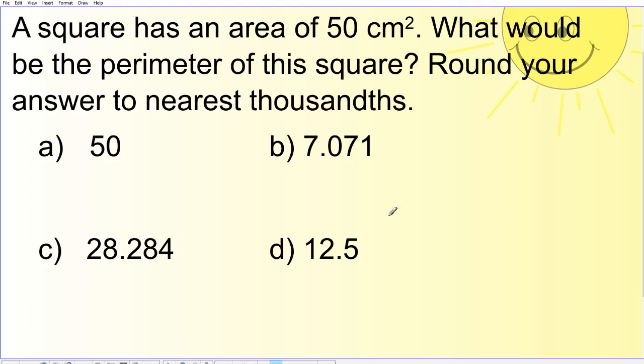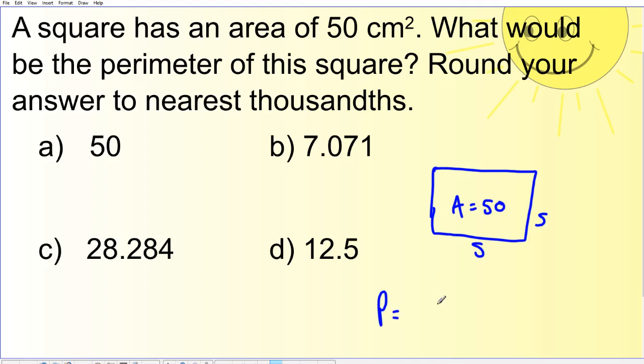Okay, so a square has an area of 50 centimeters squared. I want to find the perimeter. A square has sides, and the sides are the same. In case you don't remember, to find the perimeter of a square, you add all the sides together, so this plus this plus this plus this, all 4 of them, and that would give you your perimeter.